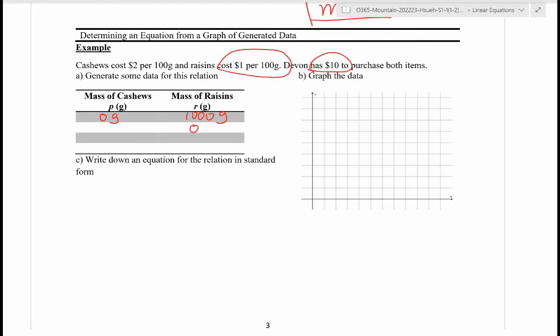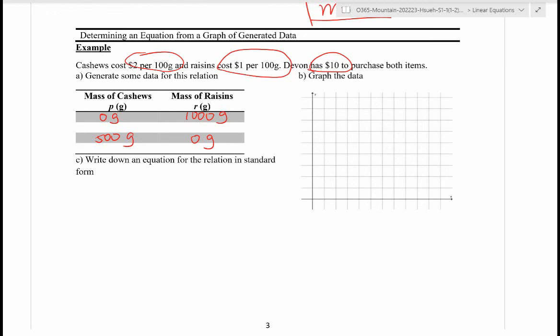Similarly, if I make the mass for raisin 0, okay, I'm not buying any raisins. How much cashews can I get? Well, cashews cost $2 per 100 grams. So for $10, I can buy 5 times that amount, right? Because 2 times 5 is 10, right? So that means I can buy 5 times this amount. Well, 100 times 5 is 500 grams. So I can buy 500 grams of cashews if I don't get any raisins.